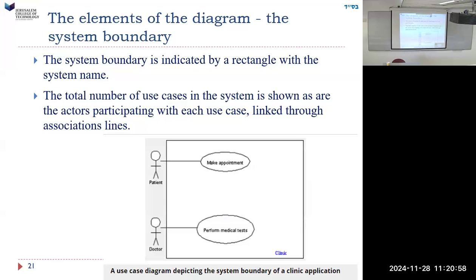There's also something called a system boundary, which is this box. The total number of use cases in the system is shown, as are the actors participating, linked through association lines. So that line is called an association line. And the people are outside of the boundary, the system boundary.